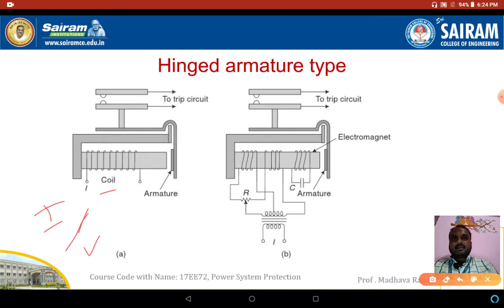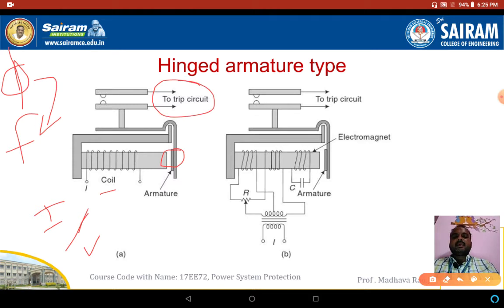Once this coil is energized, what will happen? The coil will produce electromagnetic flux, and the flux will convert into force. Due to the electromagnetic force, the armature will be attracted toward the coil. Once the armature is attracted, the two parts will close on each other, and a signal will be generated in the tripping circuit.